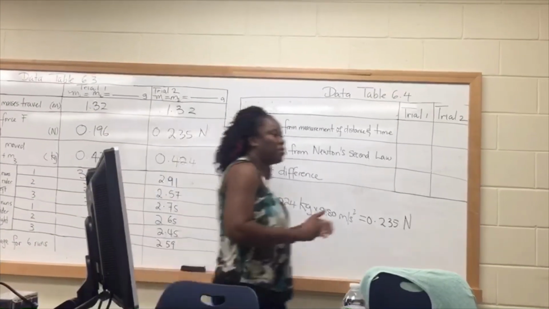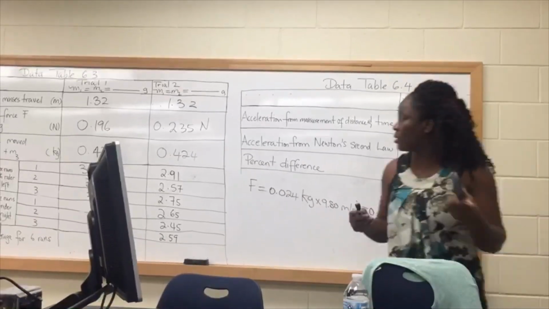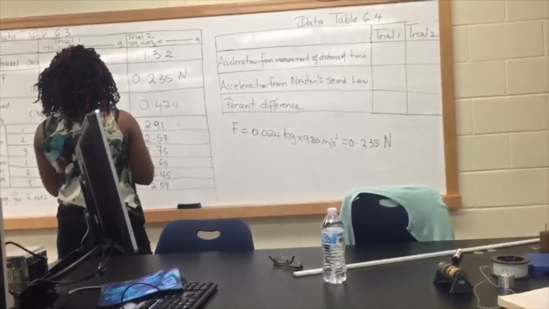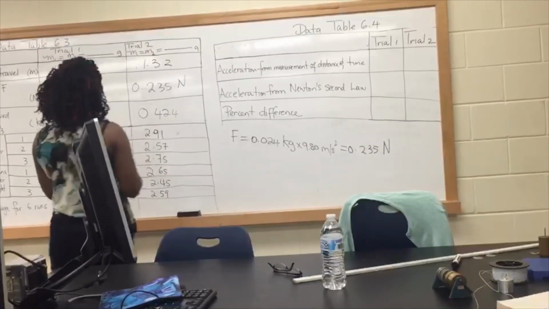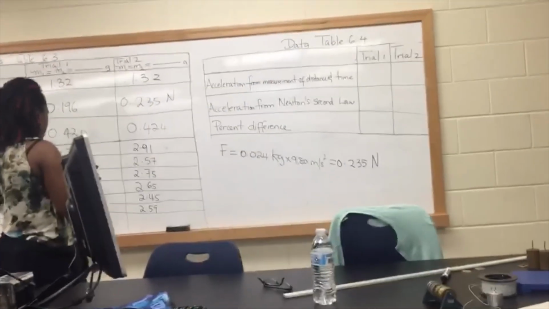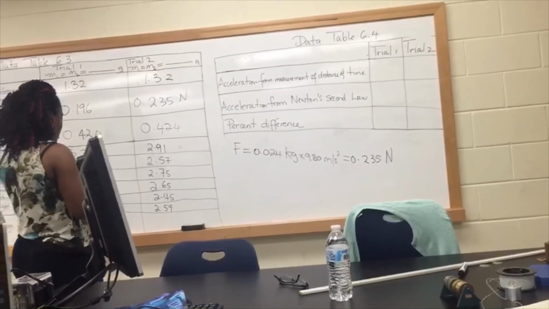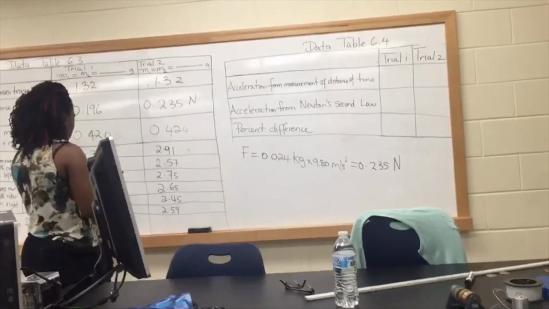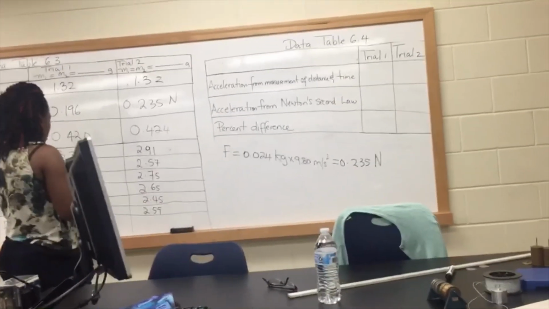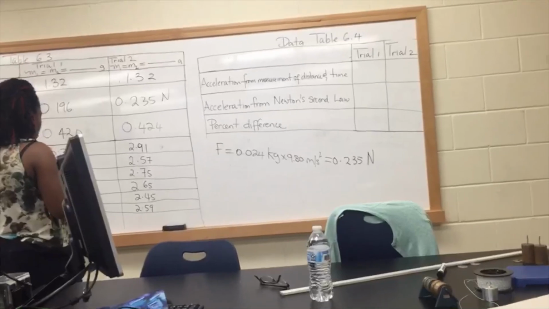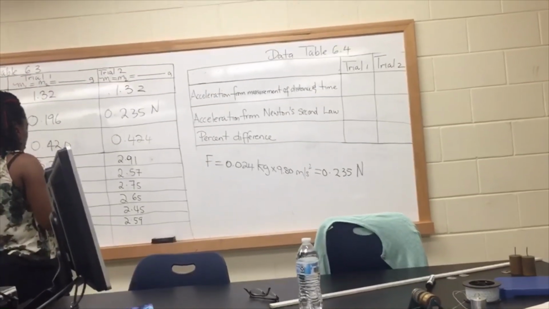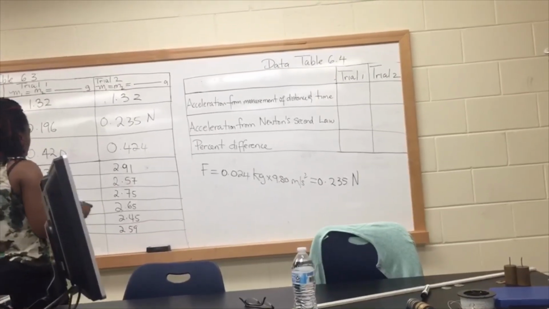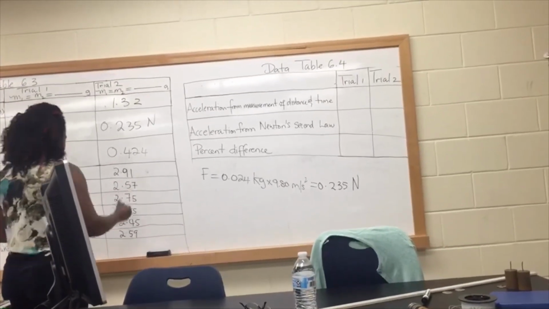All right, let's take the averages of these numbers. So here we have 2.91, 2.75, 2.65, 2.45, and 2.59. Then we're going to divide by 6 and we have an average of 2.65.